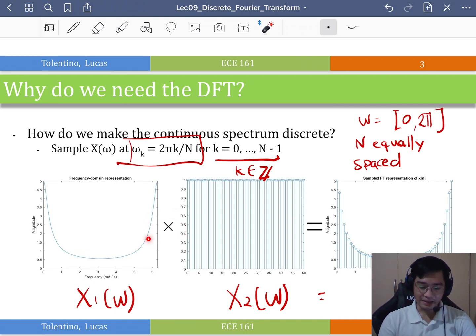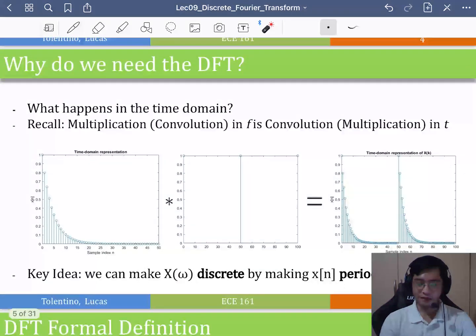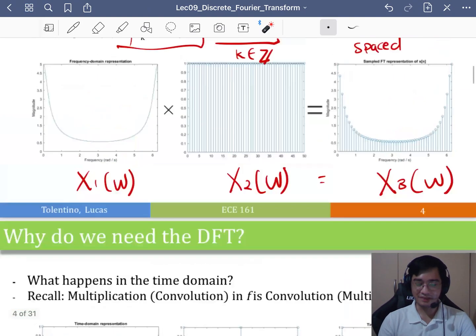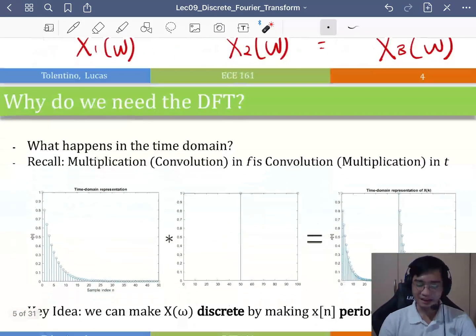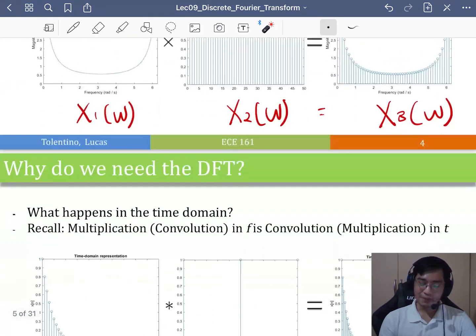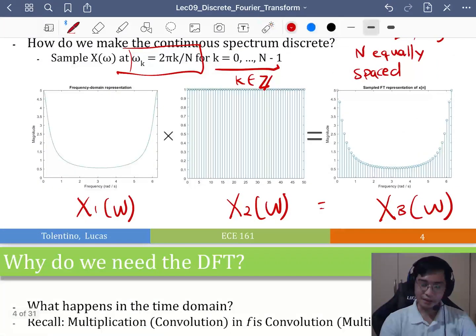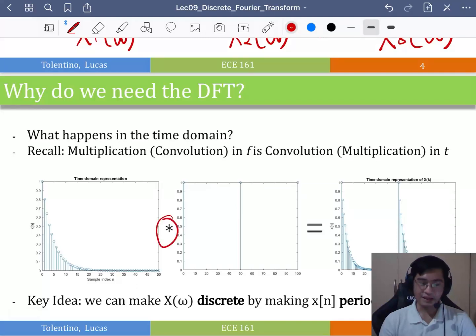Now, if we multiply in the frequency domain, recall that property. Multiplication in f translates to convolution in time, and on the other hand, convolution in f is multiplication in time. So we utilize that property. In this case, if we have multiplication in frequency, we are convolving in the time domain.